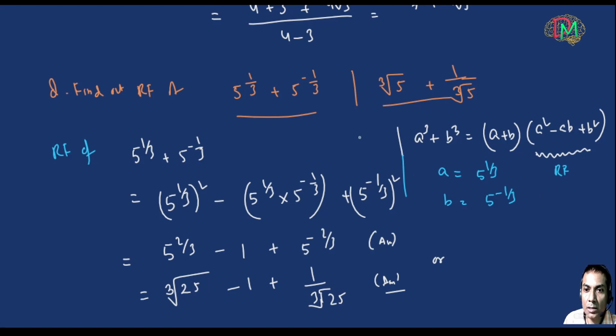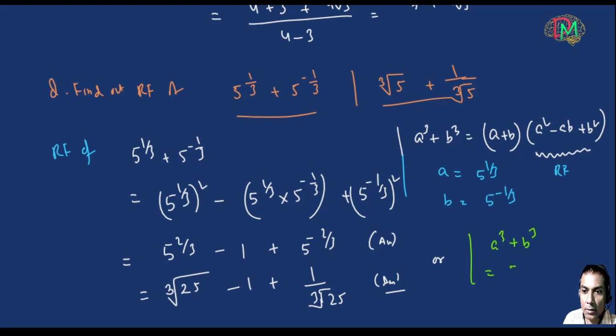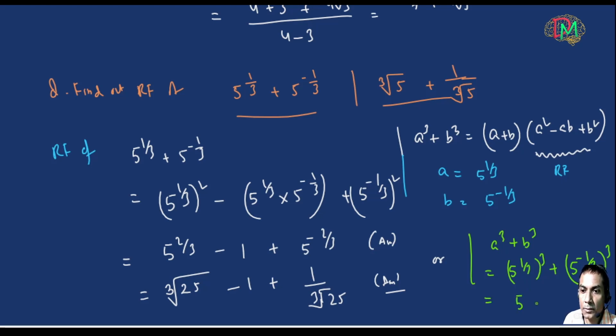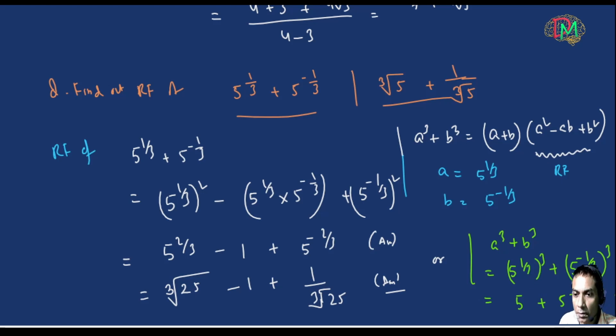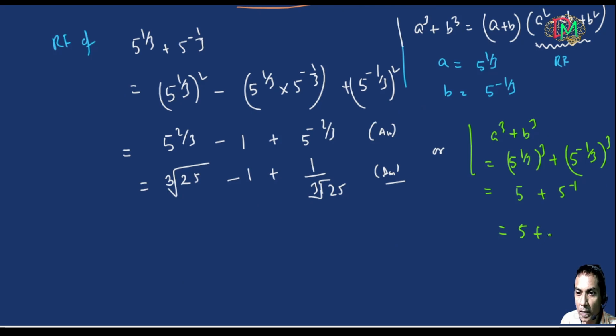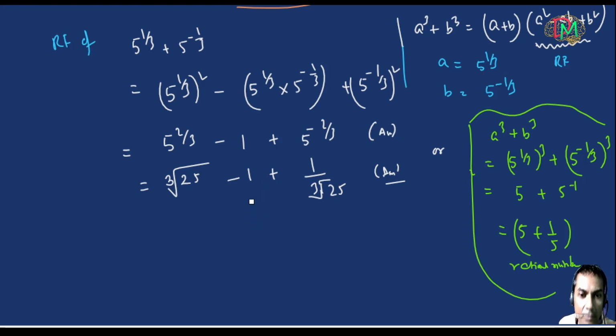Done. Why is it so? Because if we multiply a plus b, then we get a cube plus b cube. Then what will we get? We get a cube plus b cube. Then we get 5 to the power 1 by 3 whole cube plus 5 to the power minus 1 by 3 whole cube. So what value do we get? It will be 5 to the power 3 by 3, 5 to the power minus 1, which is 5 plus 1 by 5. So this is a rational number. Clear? So this is not the answer part. The answer part is only this portion. So you have to find out the a square minus a b plus b square. Clear?